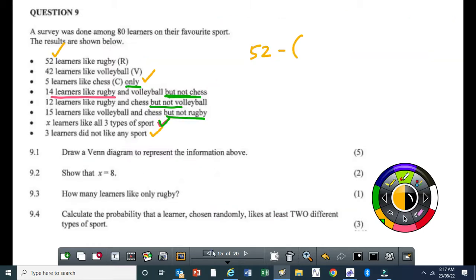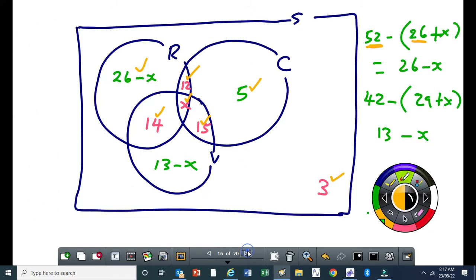Then it says 42 learners like volleyball, so we have to subtract these 15 plus those x plus these 14 as well. So if you add 14 plus 15, you get 29. 29 plus x, you subtract from 42, you get 13 minus x. This is just basic algebra. Actually it's grade 9 or grade 8. So you get 13 minus x.